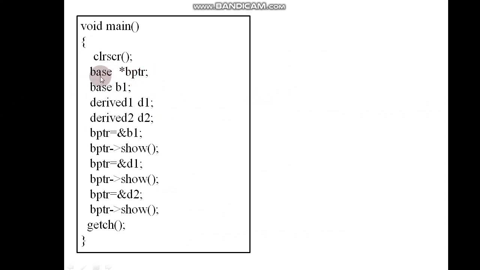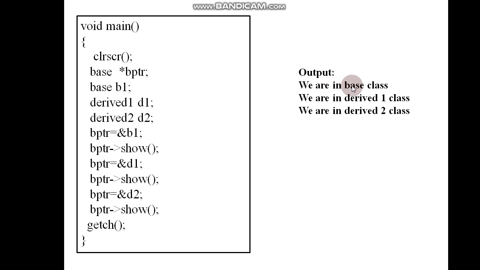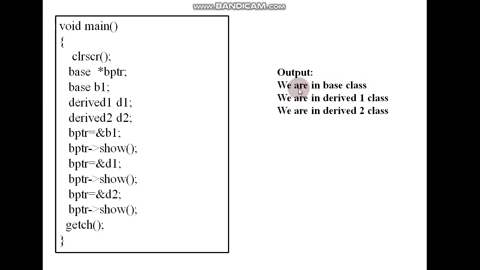BPTR is a pointer of base, B1 is an object of base, D1 is an object of derived 1, D2 is an object of derived 2. First we store the address of the base class object into BPTR. If we call the show function, we are in base class will be displayed. The show function will be called from the base class.